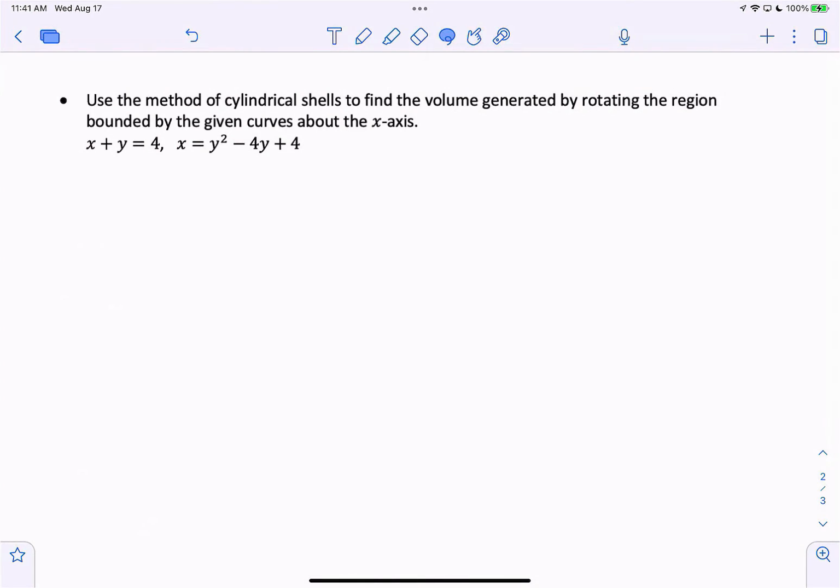Now we're going to step it up in a couple of ways. Use the method of cylindrical shells, again, to find a volume generated by rotating the region bounded by the given curves about the x-axis this time. And our curves are x plus y equals 4 and x equals y squared minus 4y plus 4. What I'd like for you to do is go ahead and just sketch the region and come back when you're done.